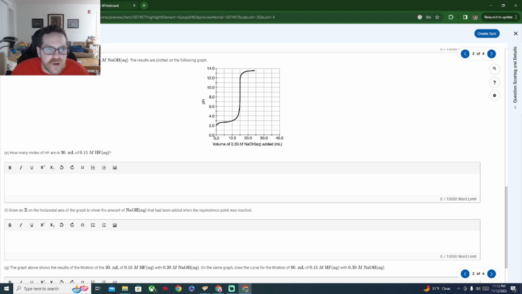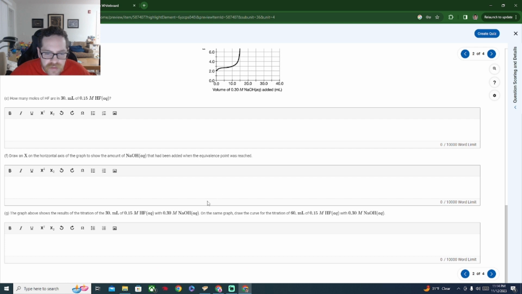Draw an X on the horizontal axis to show the amount of NaOH that has been added when the equivalence point has been reached. Okay, this is the part we haven't really talked about because that's chapter 8. Equivalence point is when the reaction itself is done, when you've added everything, and that forms a big straight line. It shoots up in pH here because any additional NaOH you're adding just makes the pH rise. It's no longer slowly reacting with the H+, kind of like fighting to slowly change it. So right here, this is called the equivalence point.